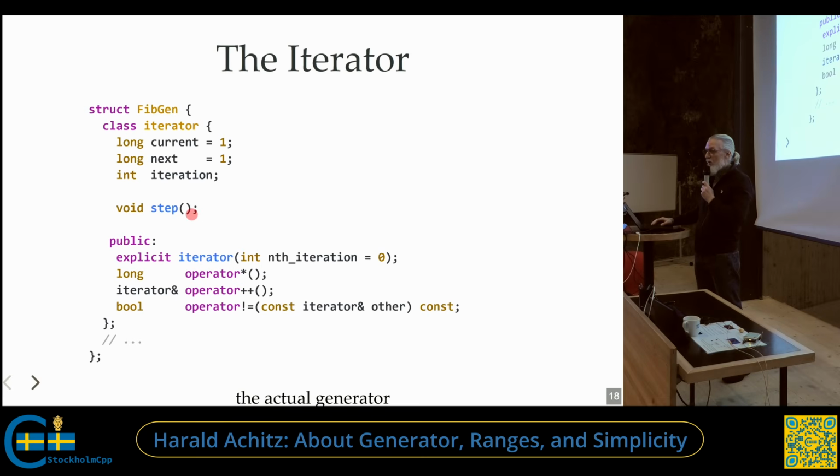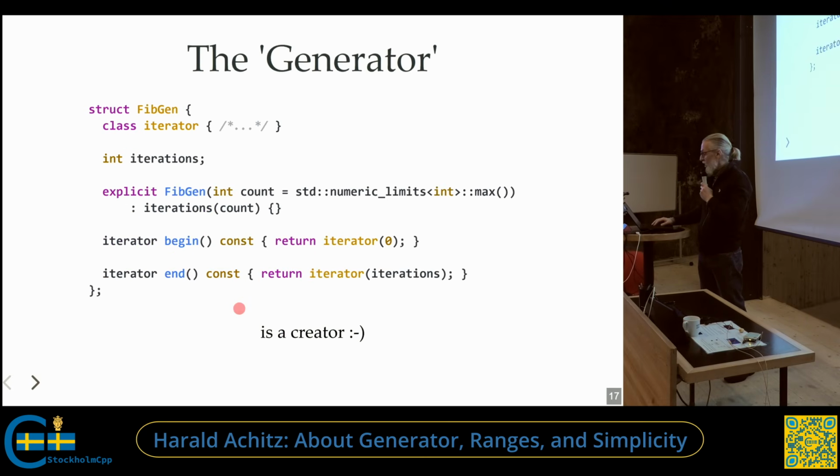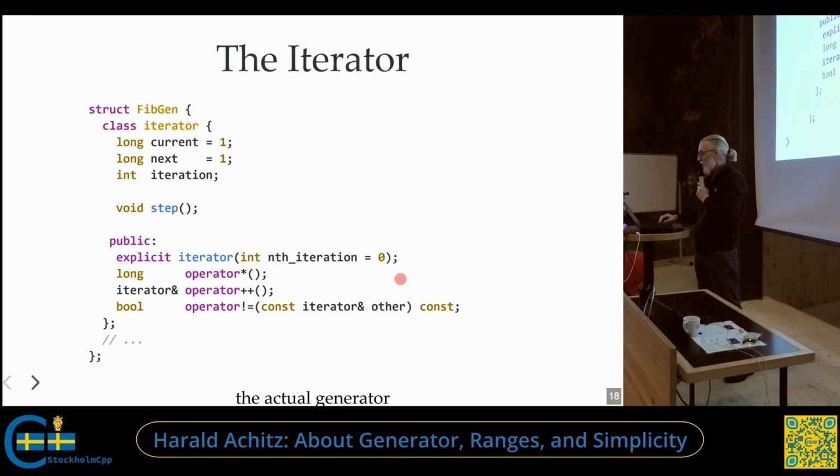Here is the worker function. The public interface is, of course, a constructor. When do we reach the end? We want to read a value. We want to go to the next one. And we want to be able to compare if we reached the end or not, because if you remember here, at the end, we give it the maximum of iteration. So that's the whole interface we need.